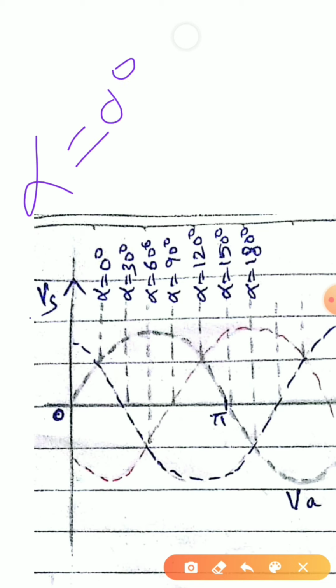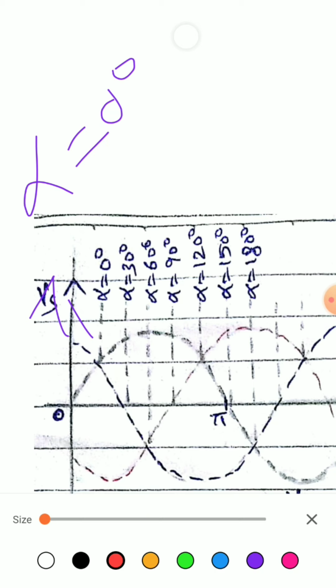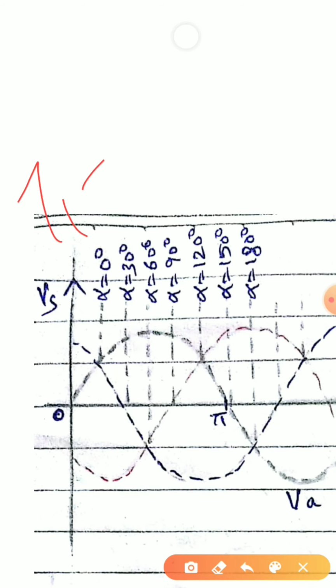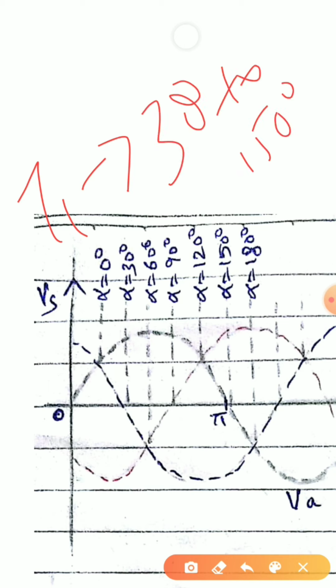Now from this it is quite clear that if I am giving a firing pulse at 0 degree, it clearly signifies that my T1 thyristor will start conducting from 30 degree to 150 degree. As I have said earlier, each phase has a phase difference of 120 degree. So after 120 degree every thyristor will start conducting.